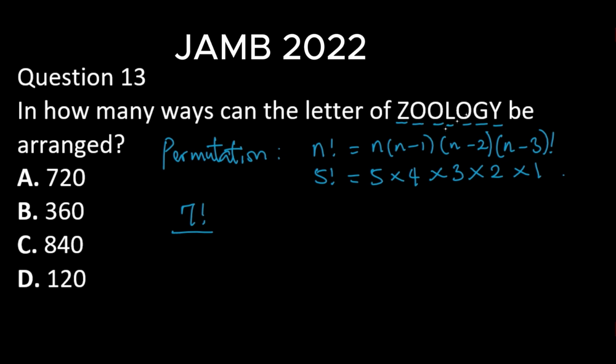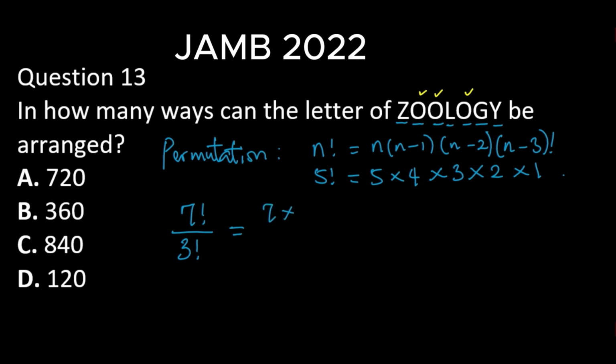O appears 3 times: 1, 2, 3. So that is divided by 3 factorial. L appears 1 time, you don't need to write it. 1 factorial is 1. G and Y appear once as well, so we don't need to write it. But if it is more than 1, we write it.